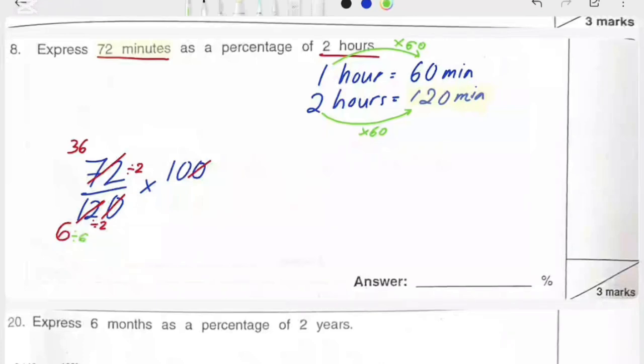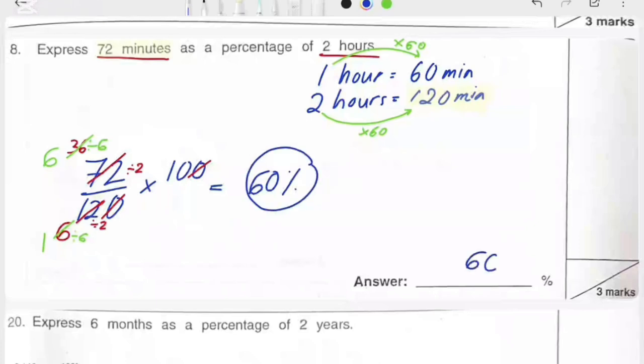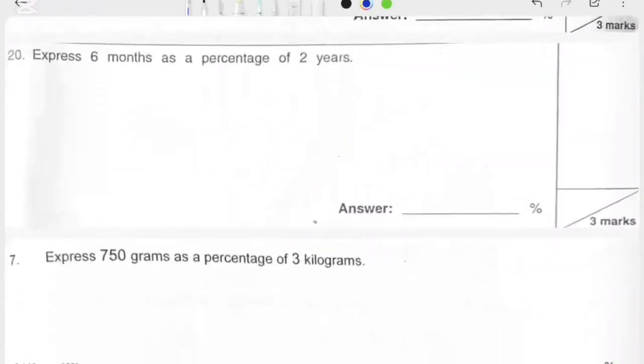Next, we can see that 6 and 36, they can be found in the same times table. They are divisible by 6. 6 divided by 6 is equal to 1, and 36 divided by 6 is equal to 6. After simplifying, we're only left with 6 over 1 times 10, which is equal to 60%. The answer is 60%. Let's look at the next question.